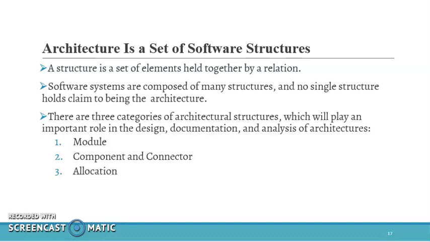In the previous session, we understood that a software architecture is a set of software structures, and software structures are the combination of elements, and elements are the combination of different tasks and activities which are done during software development. So, the structures of software are categorized into three different types. One is module structure, second is component and connector structure, and third is allocation structure.